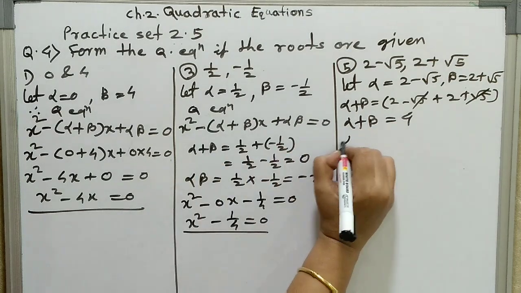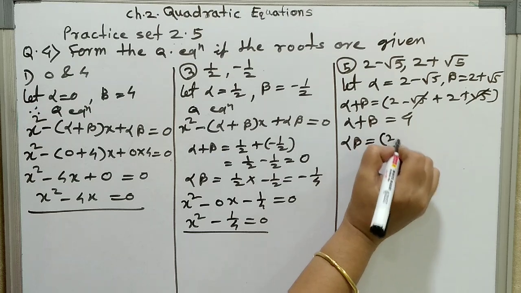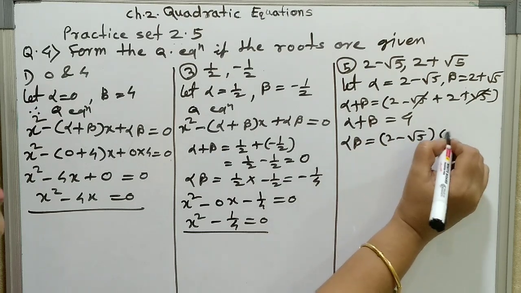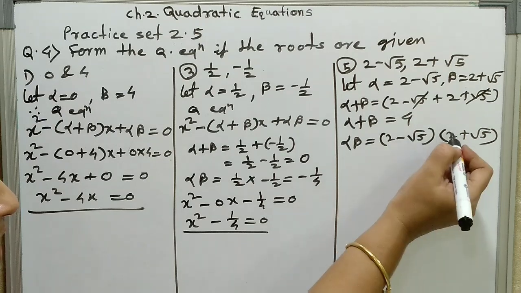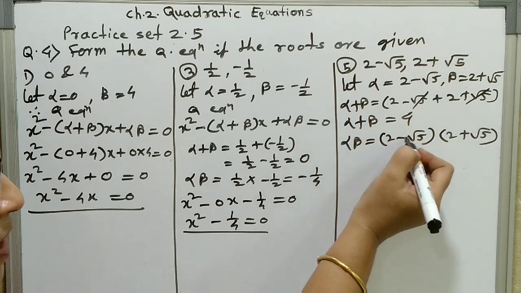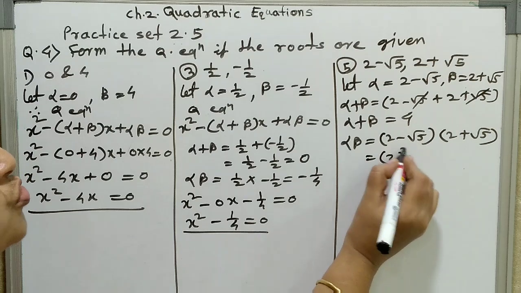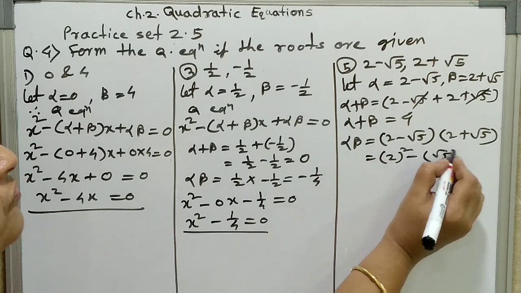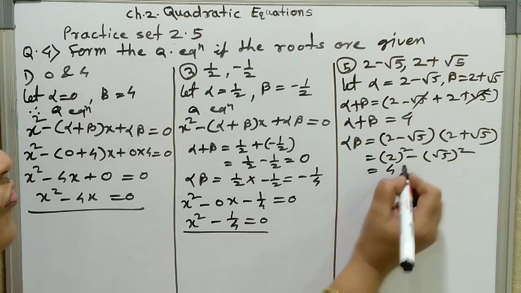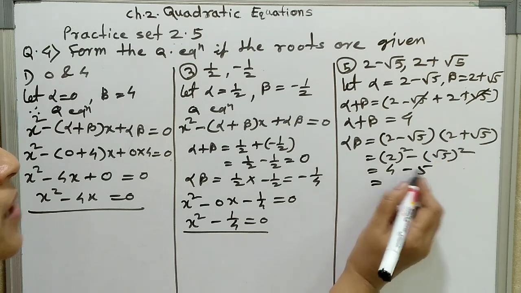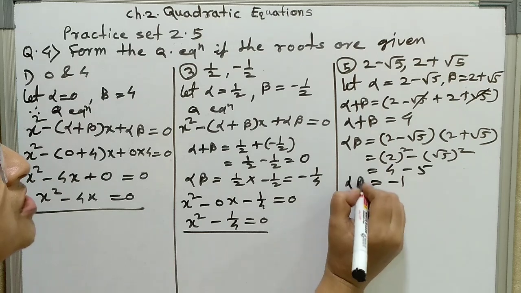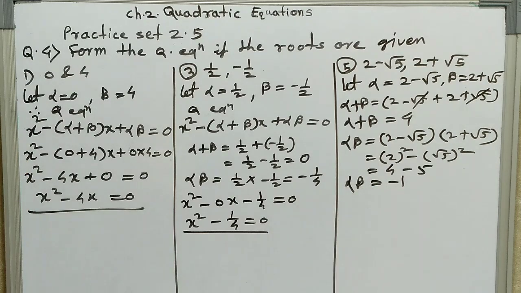Now we find out alpha into beta. So 2 minus under root 5 and 2 plus under root 5. So this is the a minus b and a plus b, so a square minus b square. So 2 square minus root 5 whole square. 2 square 4 minus under root 5 square 5. So 4 minus 5, minus 1. So this is the value of alpha into beta.